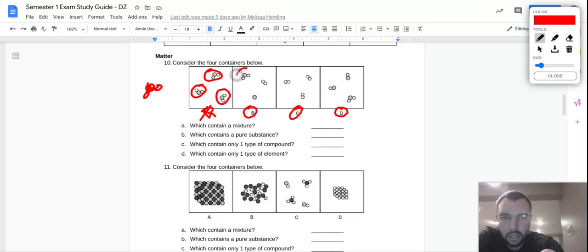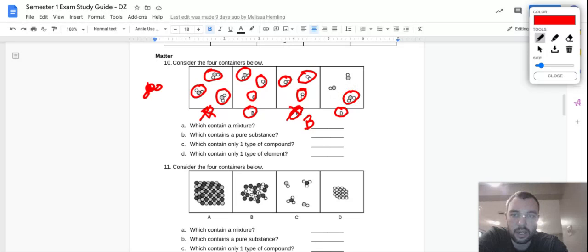B, this particle and this particle are different, and this particle is different. They're all different. So B is a mixture. If we look at C, these are all the same, so it is not C. If we look at D, here's that shaded in circle with two white ones off the side, but then this one's a little bit different here. And these two are the same, but we do have some different ones. So D is also a mixture. Okay, so now B, which contains a pure substance.